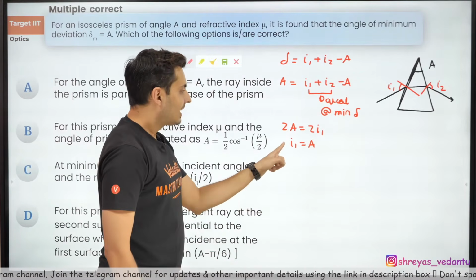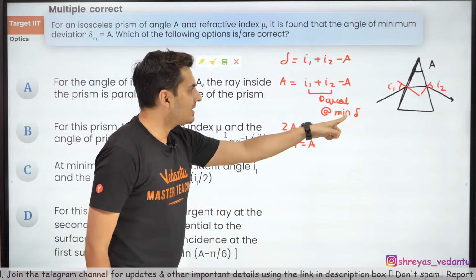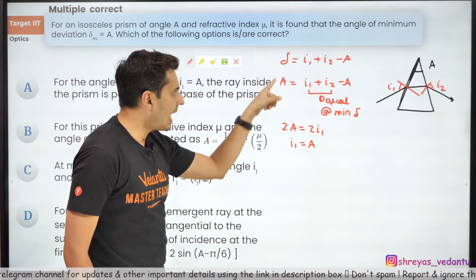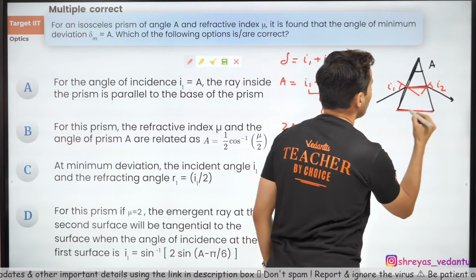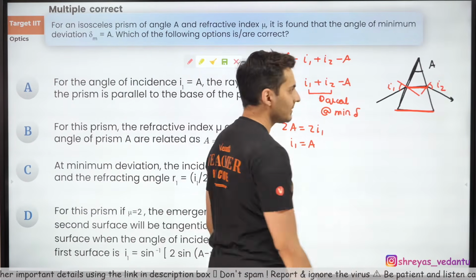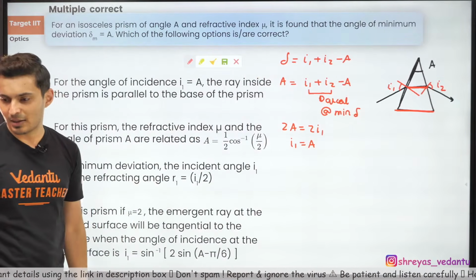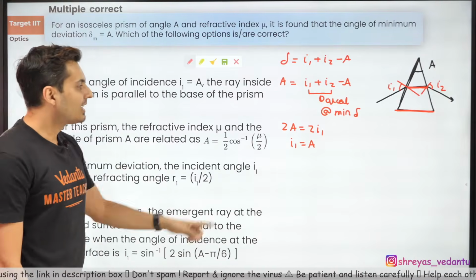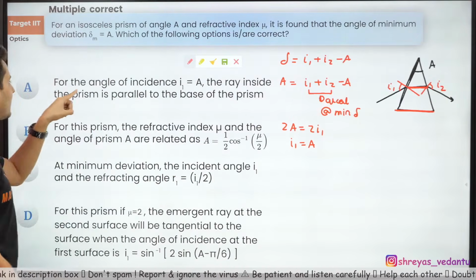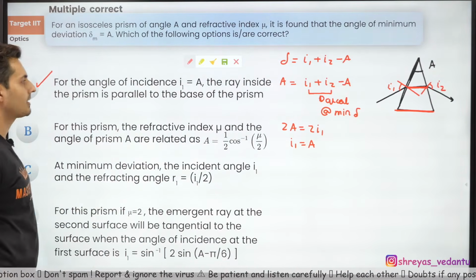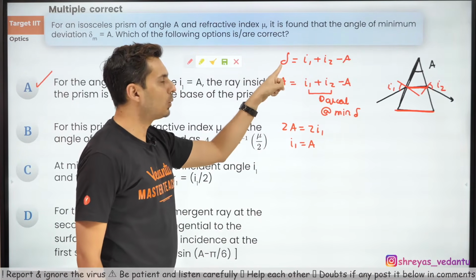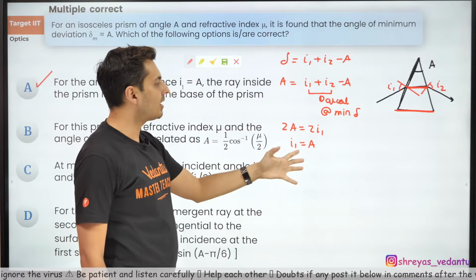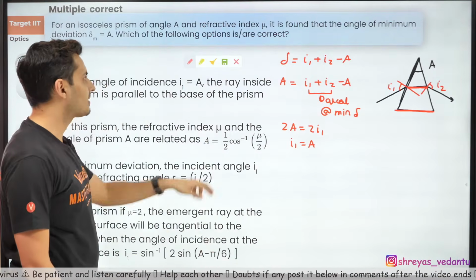When I1 is equal to A, delta is minimum, and the deviation happens to be A. Obviously this ray has to be parallel to the base. So hence this option is correct. Definitely it is correct. If I1 is equal to A, then you can see that minimum deviation occurs, and yes, option 1 is correct.